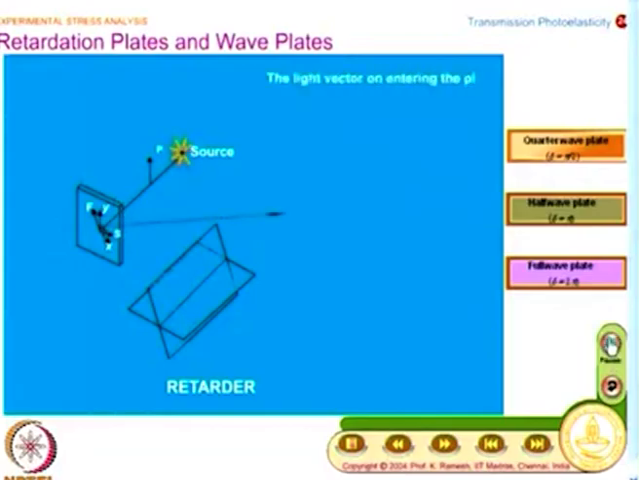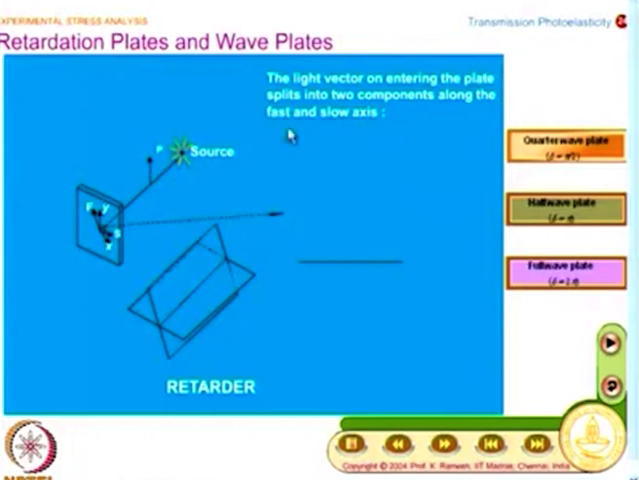So, what happens is the light vector on entering the plate splits into two components along the fast and slow axis. You have to understand I am bringing in two new terminologies, fast and slow axis. The reason for this labeling would become clear when we look at what happens.